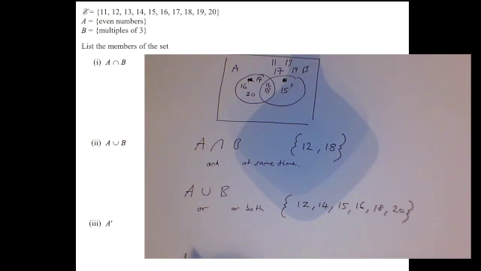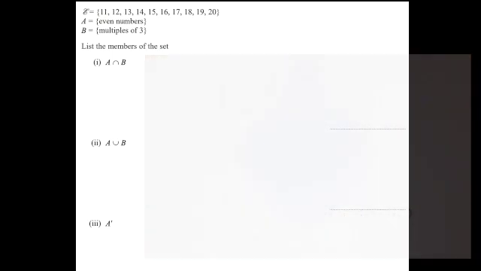And for the last question, we have A dash, which means not A. So all we have to do is list all the numbers that are not inside the A circle, which is 11, 13, 12 is in A, isn't it? 11, 13, 15, 17 and 19.